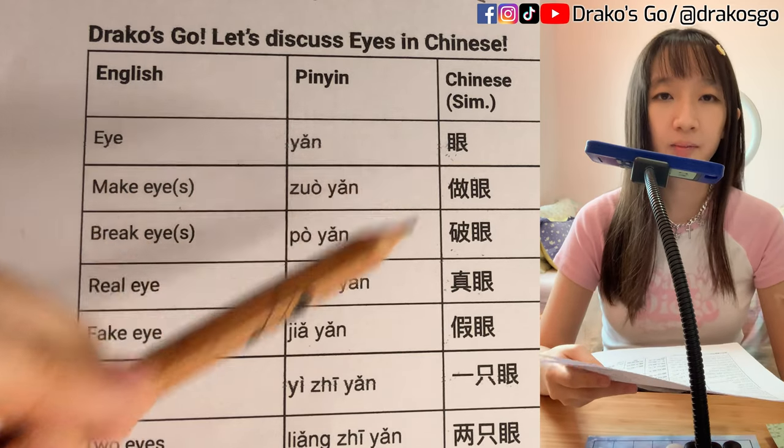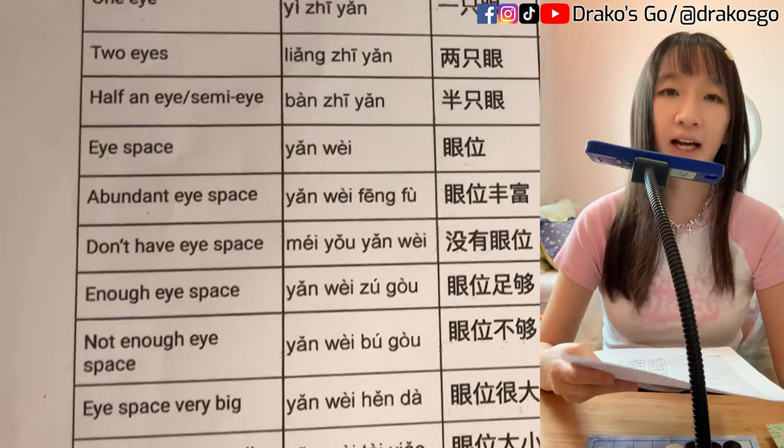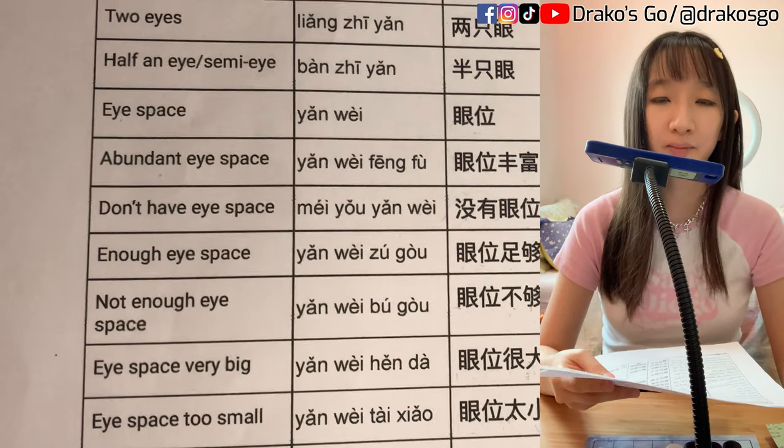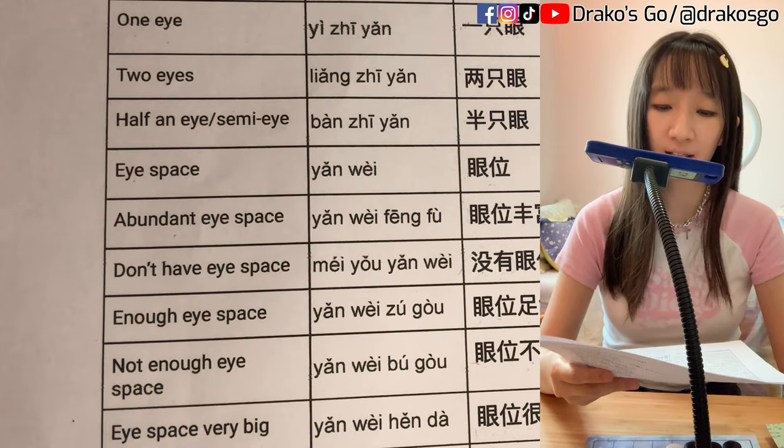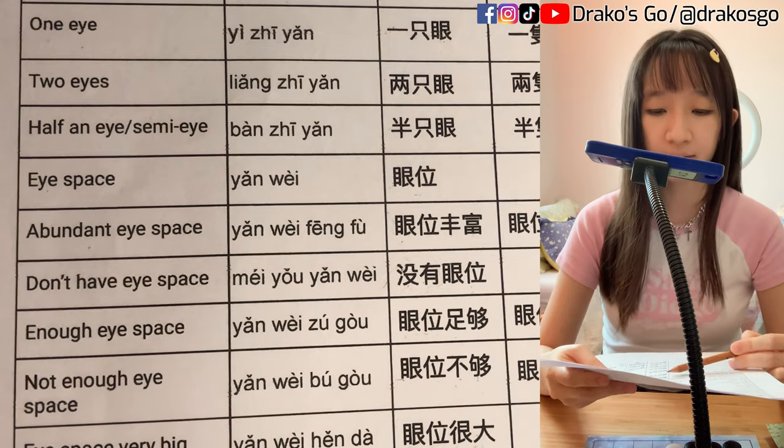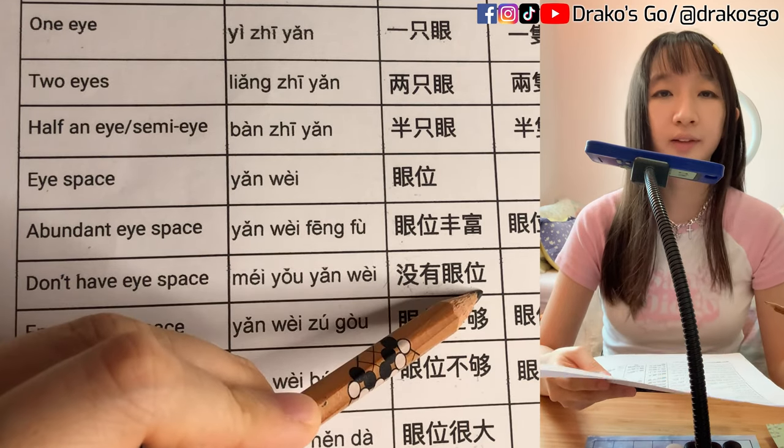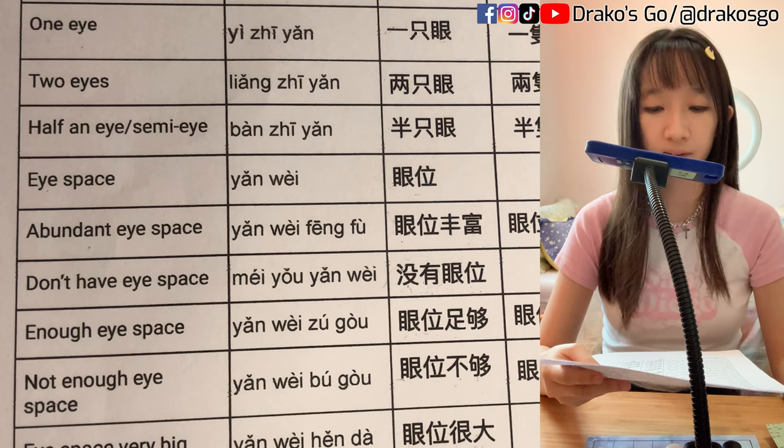黑棋 means black, 没有 is don't have, 眼 is eye. So 黑棋没有眼. Black doesn't have an eye, black doesn't have eyes. 黑棋没有眼位. Black doesn't have eye space.